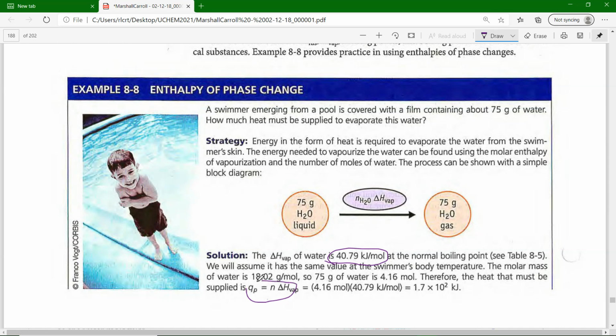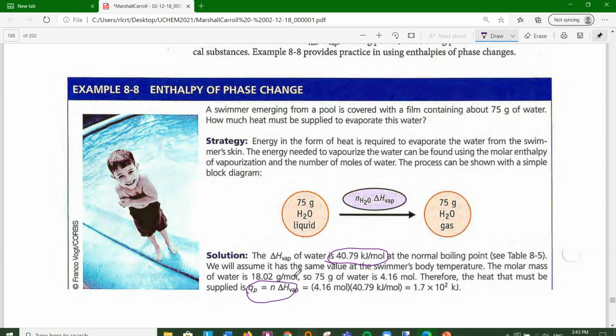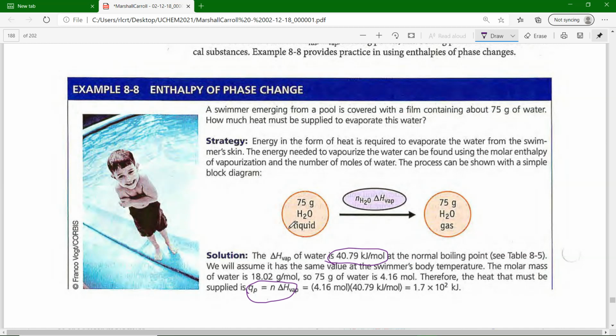There it is. There's my equation. Q_P, constant pressure, is n times delta H vap. 170 kilojoules is what is needed to evaporate the water, and then everything's good.